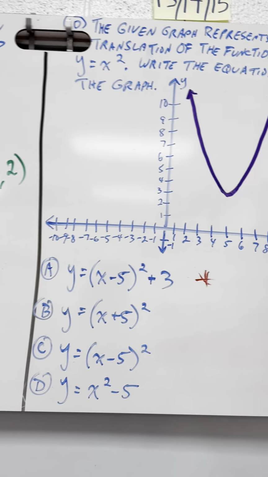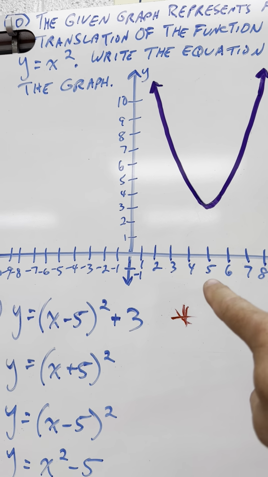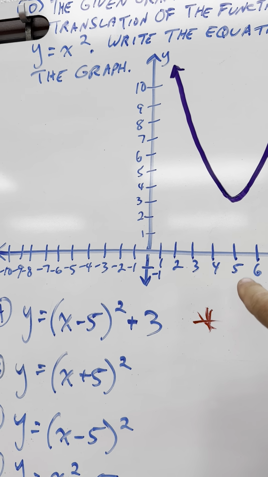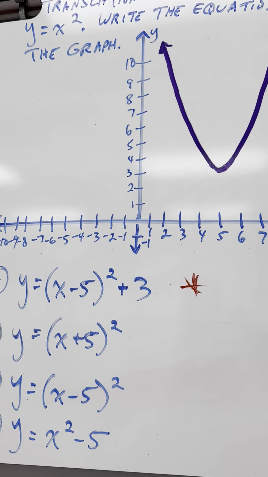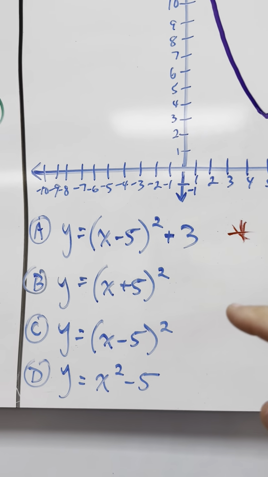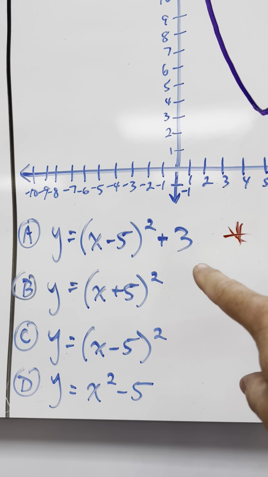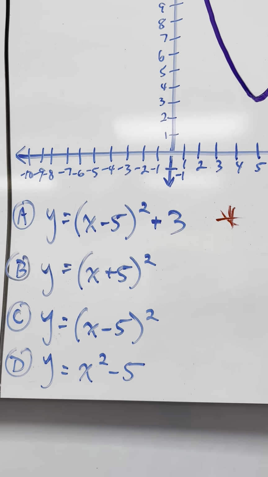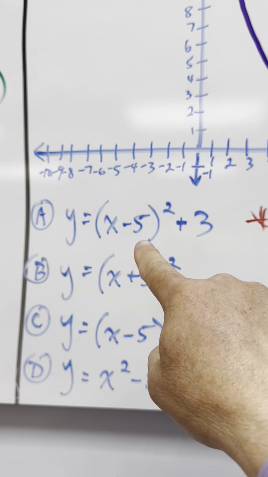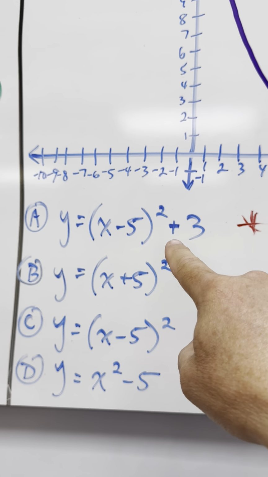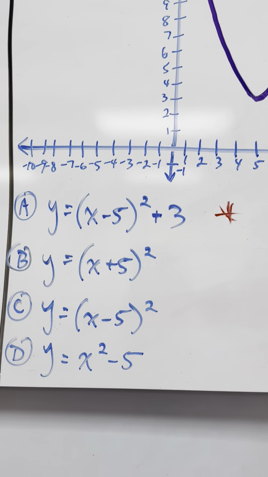I want you to do the same thing here. All right, I'm going to put in 5. When I put in 5, I want to get 3. Look at this. This one only has one problem that even has the 3 there. 5 minus 5 is 0. 0 squared is 0 plus 3 is 3.